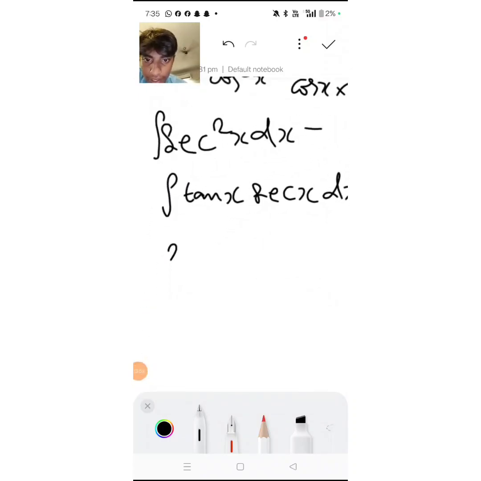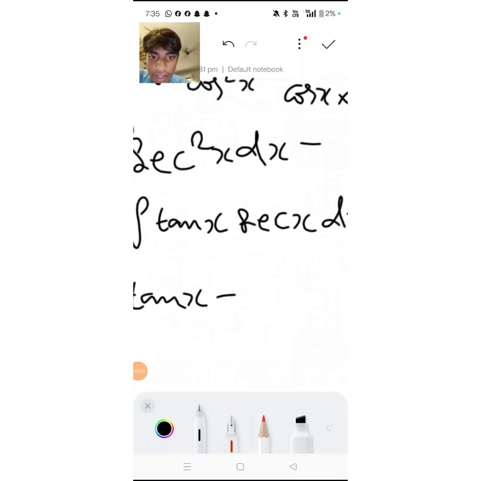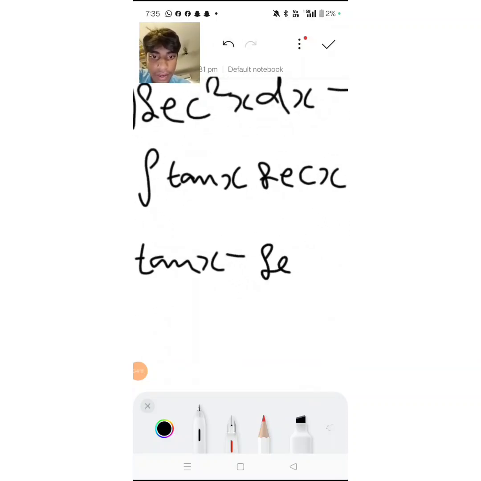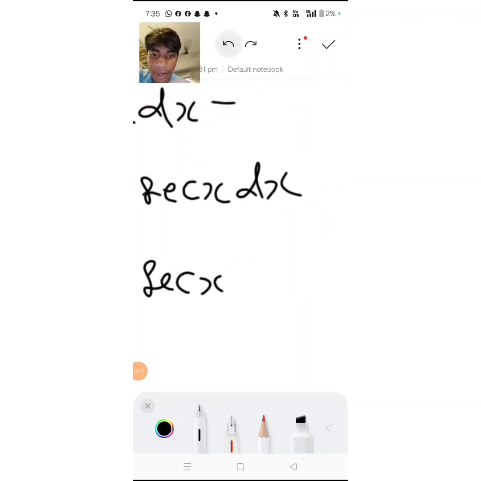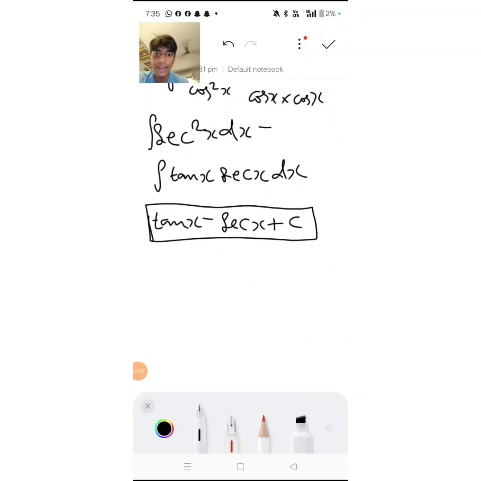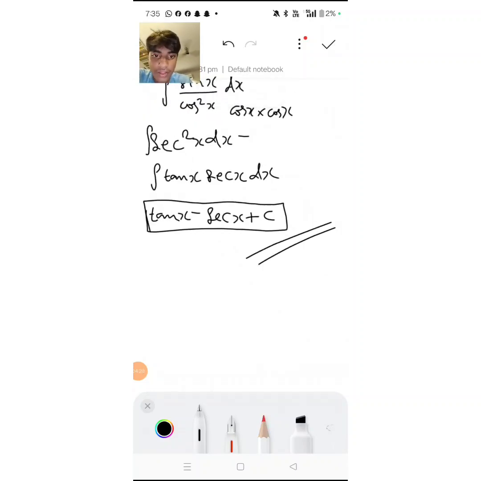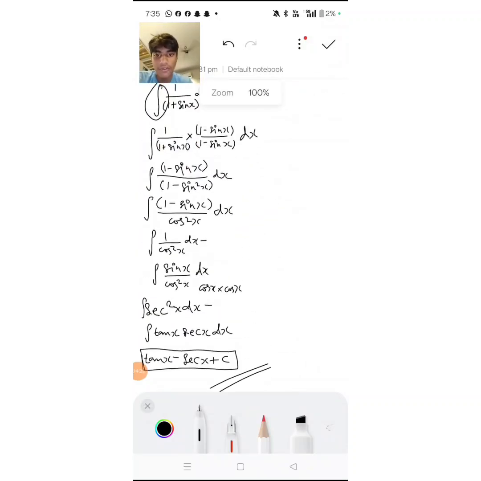And now all you need to do is evaluate it, open up this integral. So this just becomes the integral of secant square x dx. What's the integral of secant square x? It is tan x, right? So we can write this as tan x minus the integral of tan x secant x, which you know is secant x, and then plus c. So this would ultimately be your answer. Tan x minus secant x plus c, this is your answer. As you can see, this is an indefinite integral, so there's no limits here. So this is your final answer, right?